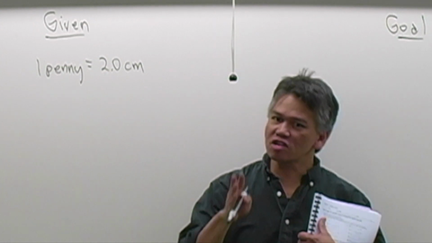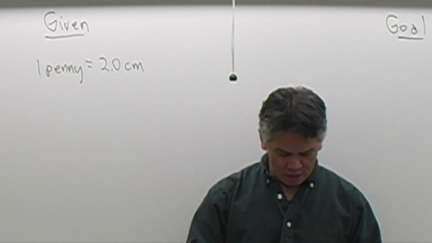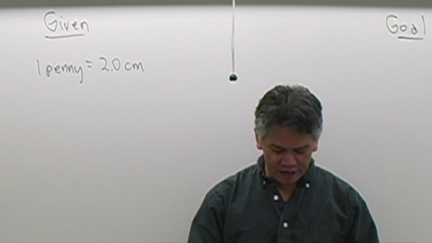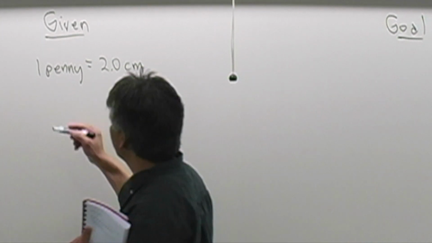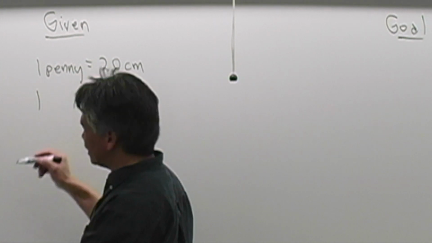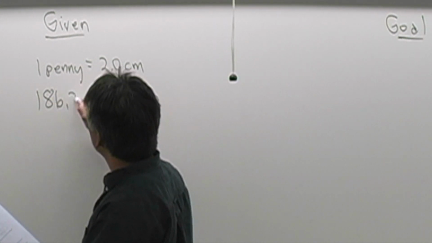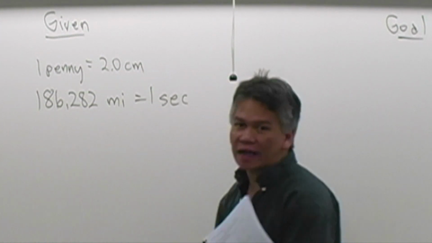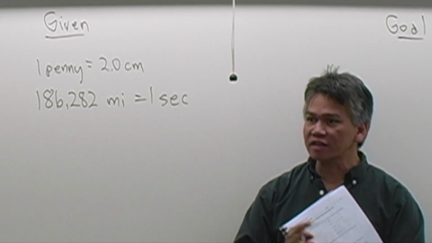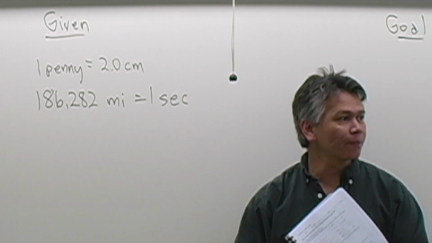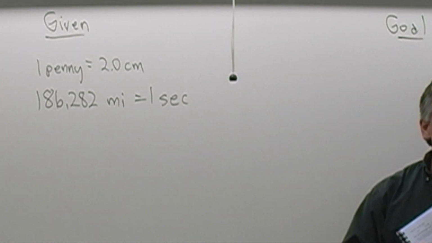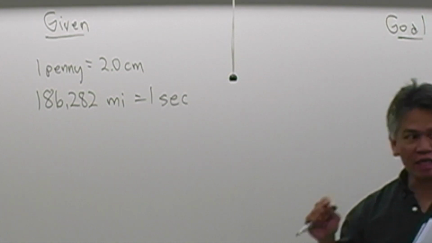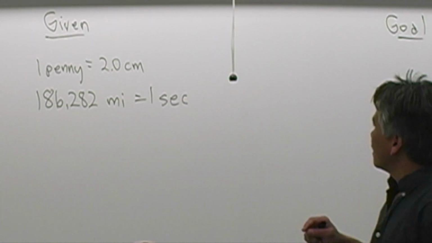Okay? That takes you from penny to length. The second conversion factor is that light travels at 186,282 miles per second. 186,282 miles equals 1 second. That's a conversion factor. Speed is a conversion factor that relates distance to time. If you write it as 186,282 miles equals 1 second, then you can use that as a conversion factor.